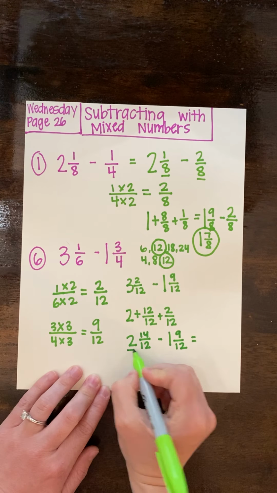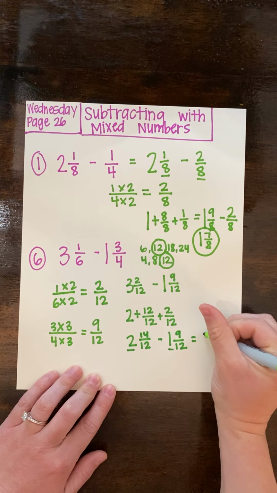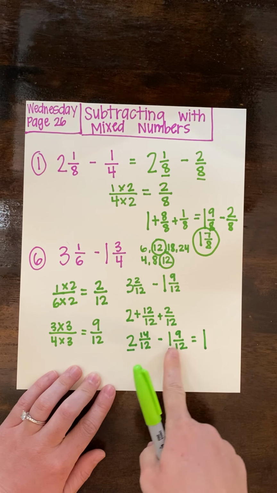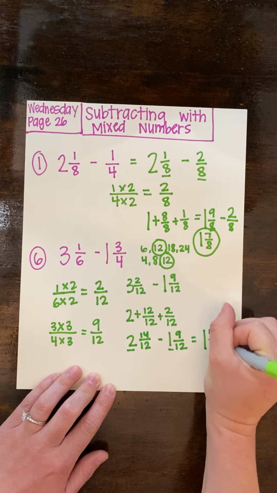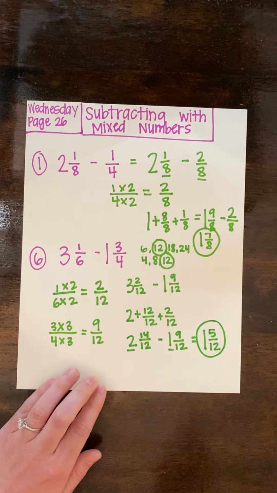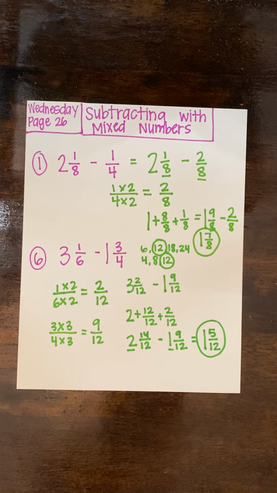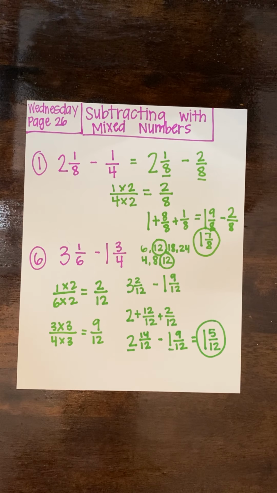Now I can subtract my whole number. 2 minus 1 is 1. And 14 minus 9 is 5. So 1 and 5 twelfths is your answer for number 6.